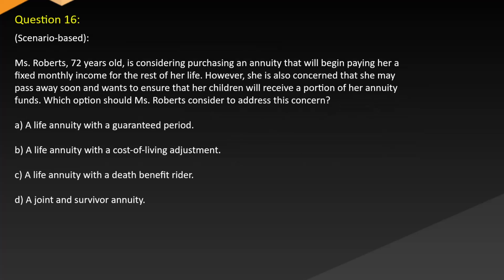Question 16, scenario-based. Ms. Roberts, 72 years old, is considering purchasing an annuity that will begin paying her a fixed monthly income for the rest of her life. However, she is also concerned that she may pass away soon and wants to ensure that her children will receive a portion of her annuity funds. Which option should Ms. Roberts consider to address this concern? A. A life annuity with a guaranteed period. B. A life annuity with a cost of living adjustment. C. A life annuity with a death benefit rider. D. A joint and survivor annuity.